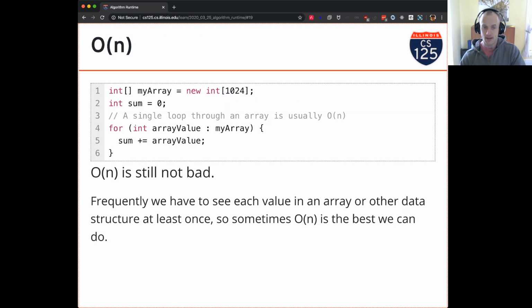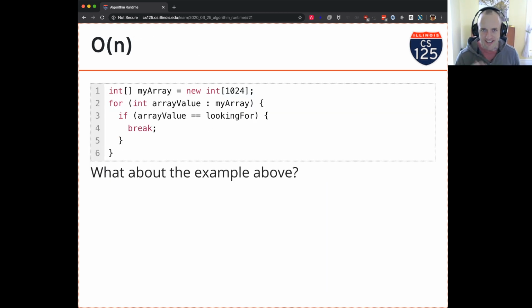The earlier algorithm is always going to take O(n). The best case performance is O(n). The worst case performance is O(n). It always goes through the entire array. This algorithm is a little bit more interesting, because if it finds the value right away, it stops immediately.